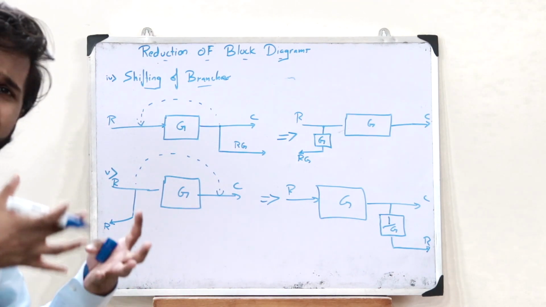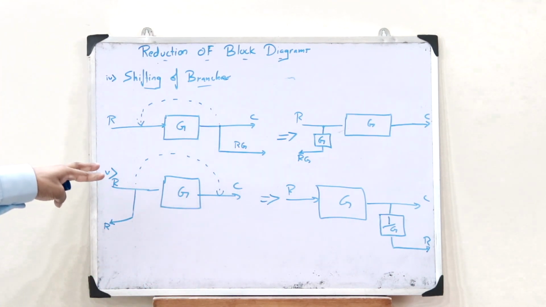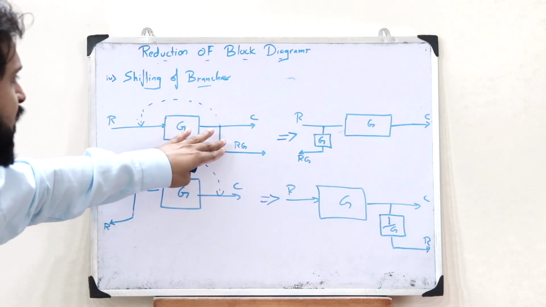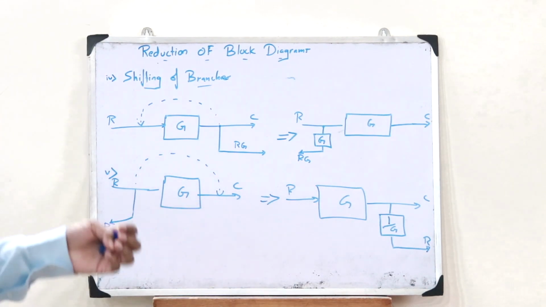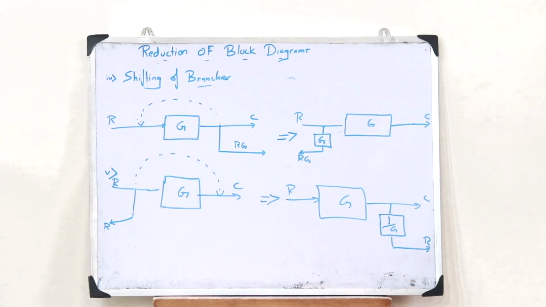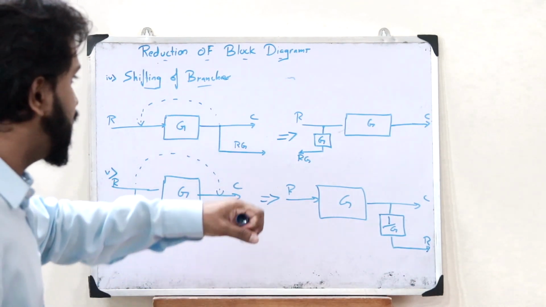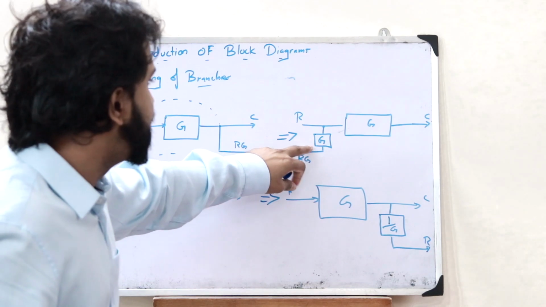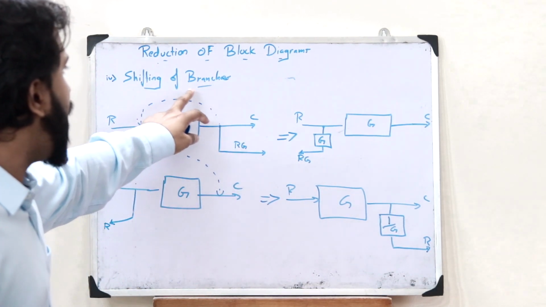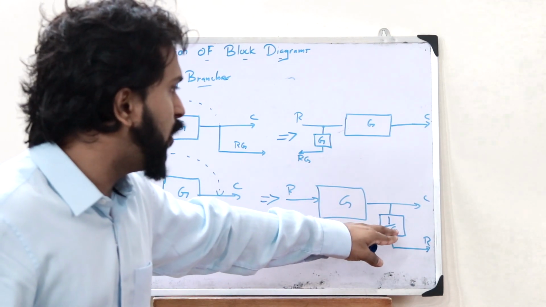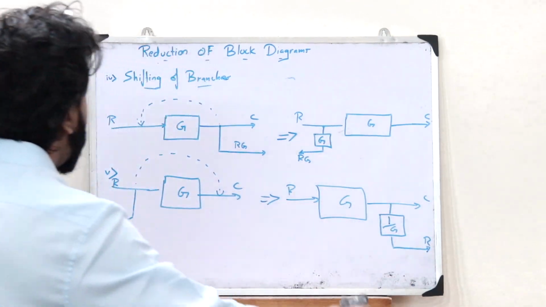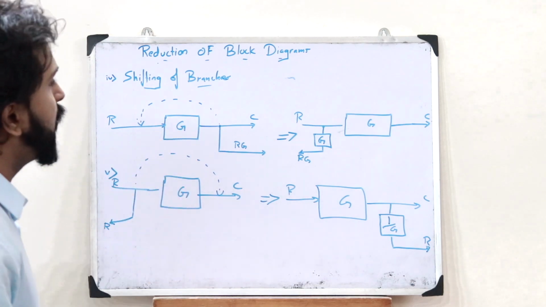So this thus is simply how we shift branches ahead and behind of a particular block. As simple as that, guys. All we have to do is add another block with the gain G if we are shifting it backwards, and if we are shifting it ahead, we have to add another block 1 by G. So now here we saw how we can shift a particular branch.